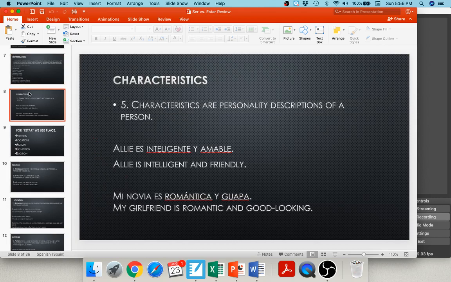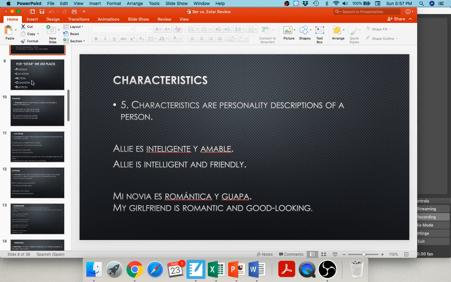The characteristic is the final C, and I think it's the most common use of ser, in my opinion. This refers to personality descriptions and physical descriptions as well. So, for example, I've given you a sentence here about my sister. It says, Ali es inteligente y amable. Ali is intelligent and friendly. Mi novia es romántica y guapa. My girlfriend is romantic and good looking. So these are characteristics, those things about people that generally do not change.